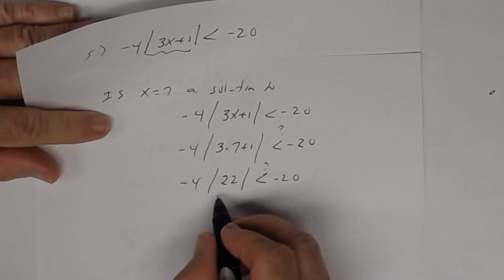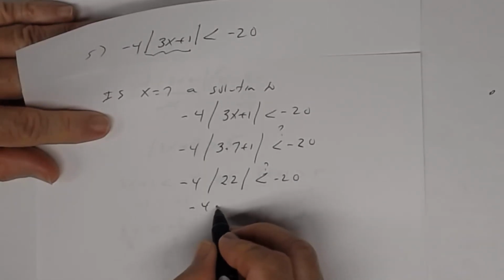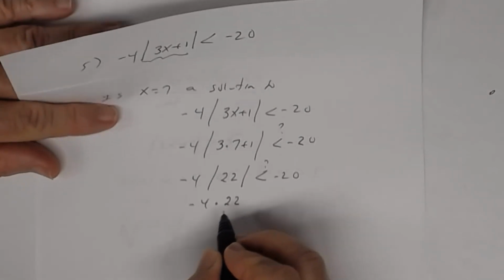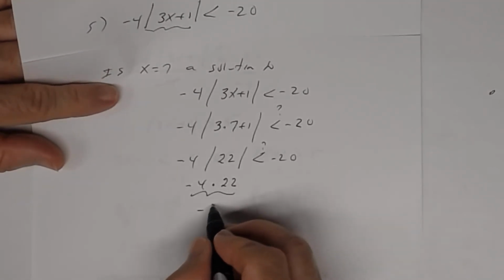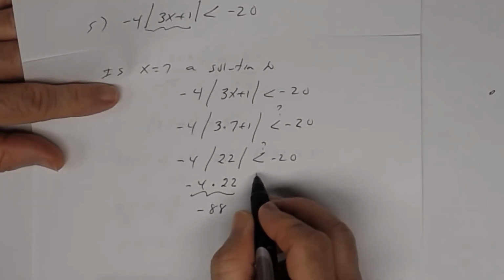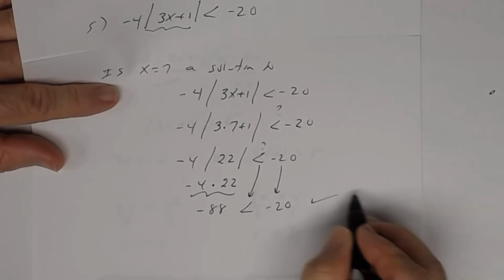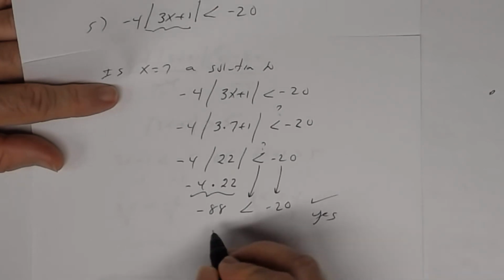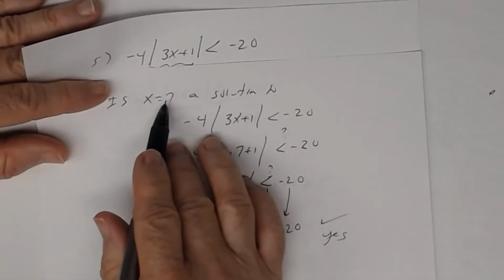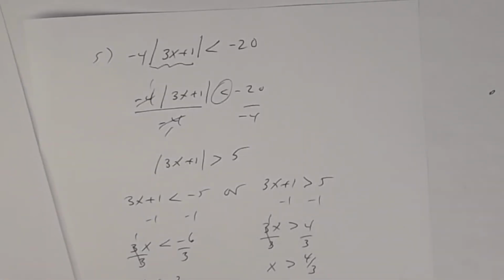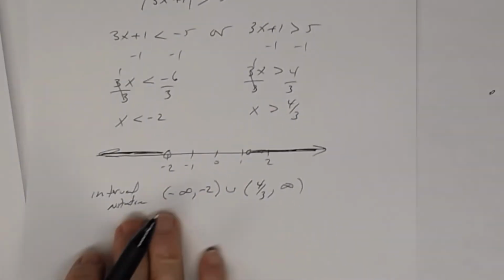The absolute value of 22 is 22. So this is -4 times 22, right? And -4 times 22 is -88. Well, is -88 less than -20? And the answer is yes. That is true. Okay, so that's why x equals 7 is a solution, and that's why you see it shaded here.